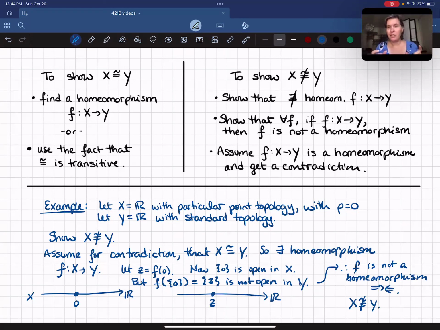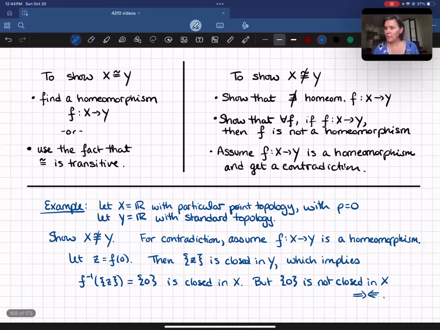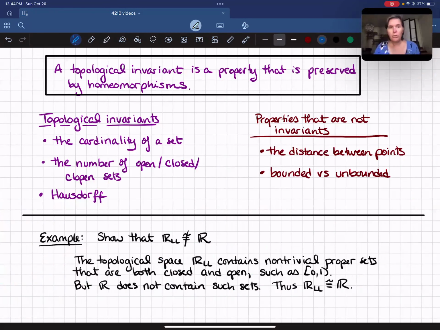So that leads us to the second main way, which is really just an abstraction of the first way. To show that two spaces are not homeomorphic, the first way I've shown you is to assume they are homeomorphic and get a contradiction. The second way is to look at topological invariance. So a topological invariant is a property that is preserved by homeomorphisms. So it's a property that if you have two spaces that are homeomorphic, they either both have to have the property or they both have to not have the property. Okay? Some examples of topological invariance would be like the cardinality of a set.